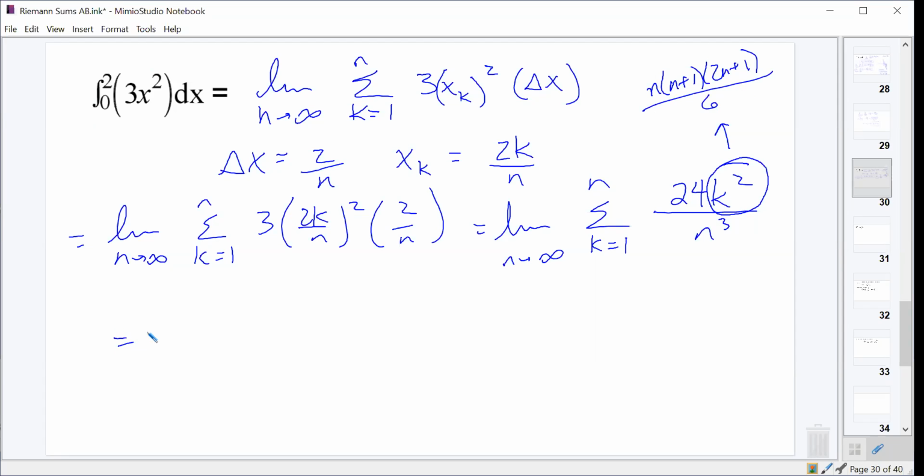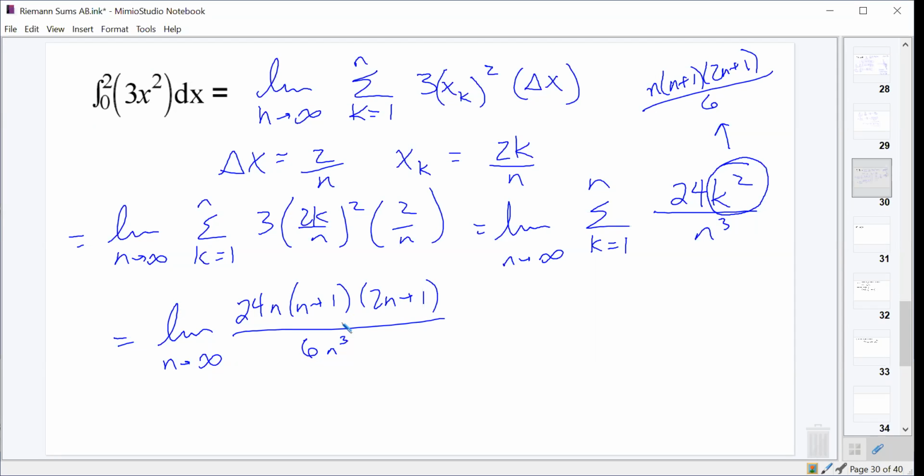Exactly. So this will now become a limit as n approaches infinity of 24 times n times n plus 1 times 2n plus 1 all over 6 times n cubed. And that gives us 48n cubed in the numerator. So the degree is the same. We just divide 48 over 6 and get 8. Good or no?